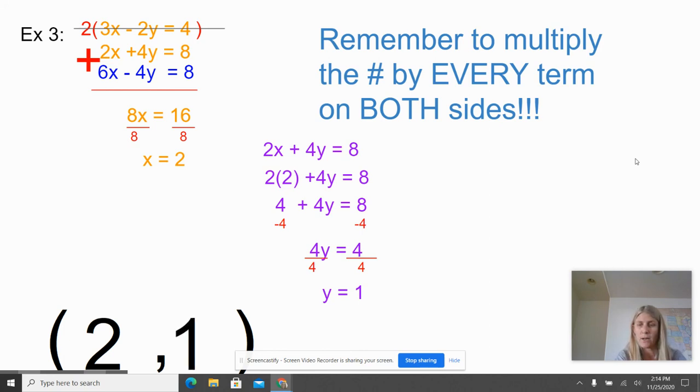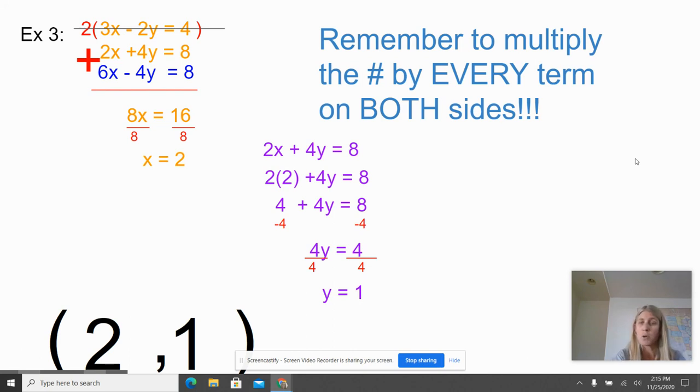Now, when we're checking here, we should always go back to our original equations. In this case, our 2 equations are orange. So we have 3 times 2 is 6, and 6 minus 2 is 4. And our second equation, 2 times 2 is 4, and 4 plus 4 is 8. So we know that we're correct because it made both of the original equations true.